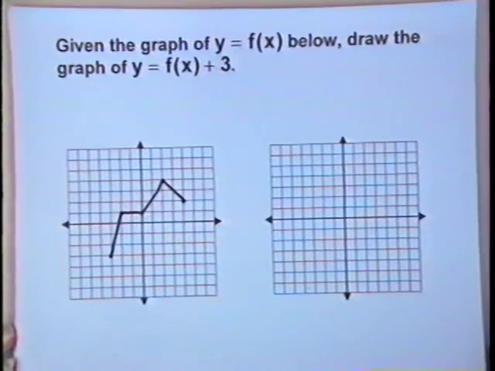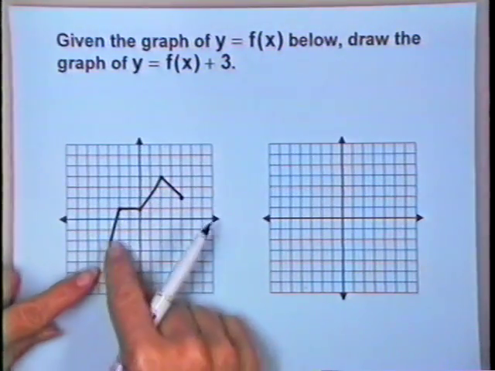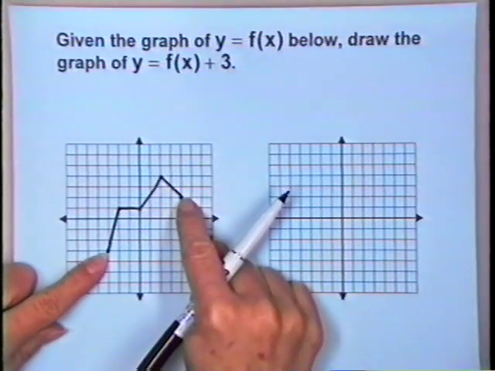Now here it says, given the graph of y equals f of x, draw the graph of y equals f of x plus 3. Now you'll notice here that we're not given an equation. So we don't have a mental picture, but we do have a picture here in terms of a graph. And these are definite endpoints. Our graph doesn't extend beyond these points.